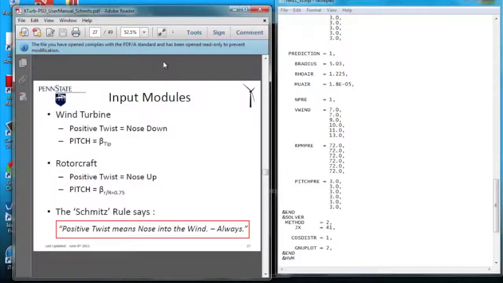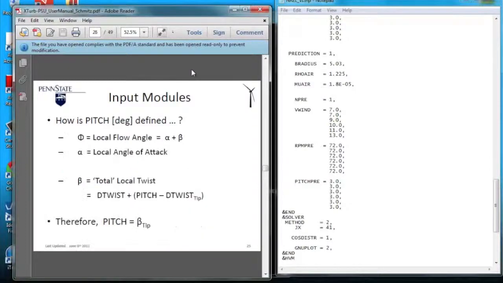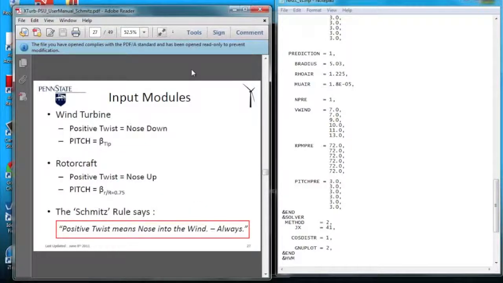Okay, let's round this up here. So for a wind turbine, positive twist again was nose down. Why was that? If I look at the velocity triangle, positive twist means we are pitching the blade into the wind, which means we're pitching the lower surface into the wind. In other words, nose down from the point of view of the airfoil. And the pitch setting is defined as the total local twist at the tip, beta sub tip.